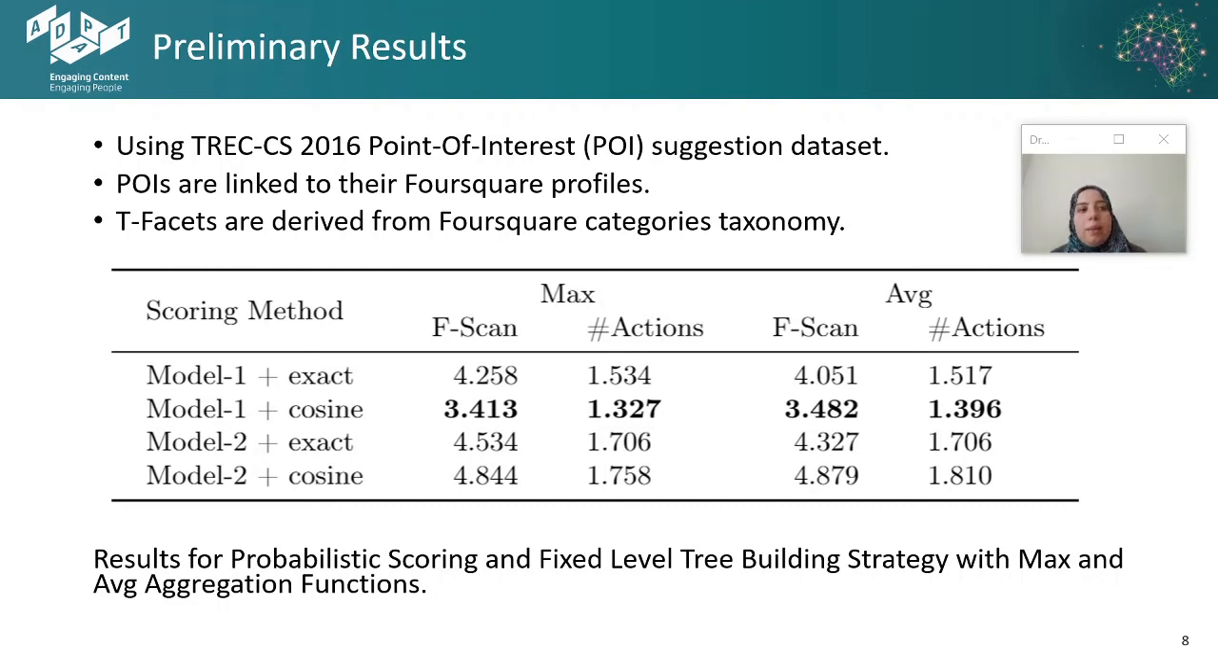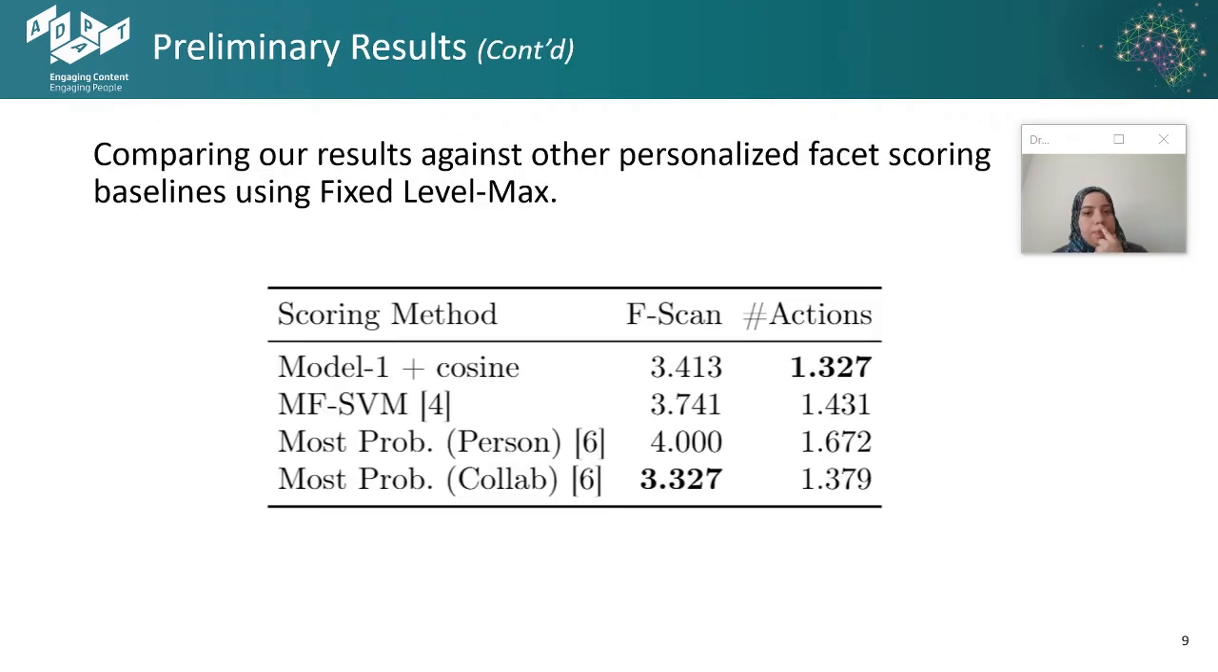We can see that model one, the probabilistic no-background model with cosine similarity, outperformed the other probabilistic models. Here we compare our results against other personalized facet scoring baselines. The profiles in TREC CS only contain 30 or 60 POIs in their user profiles, so the user profile was very limited. This problem affected the categorical distribution of the T-facets. In the end, this gave an advantage to the collaborative models over the individual user personalization models. Still, the personalized probabilistic model achieved results comparable to existing baselines.